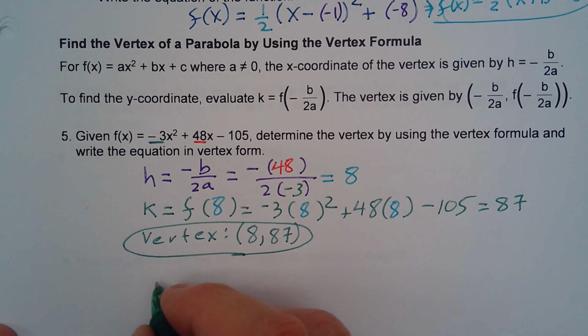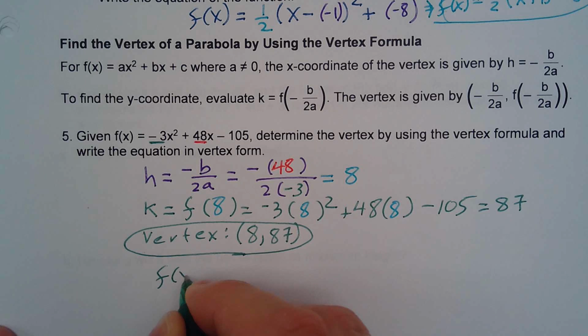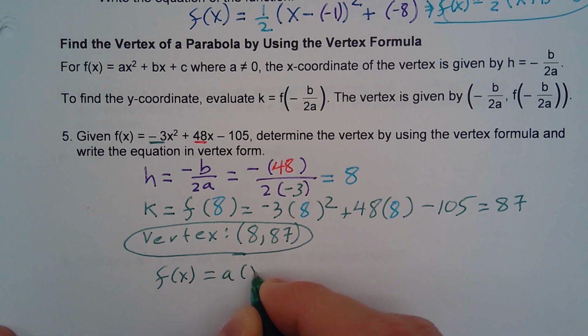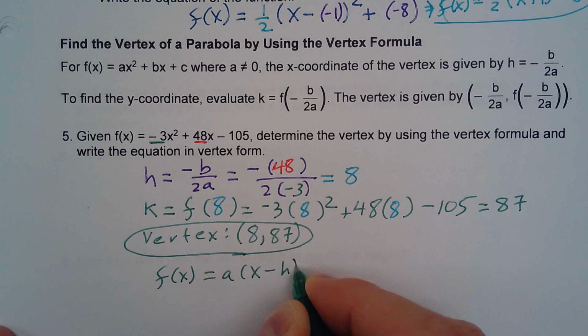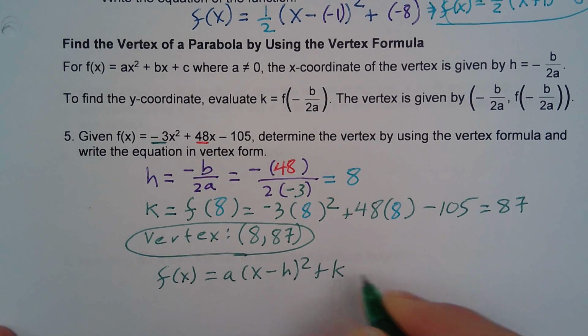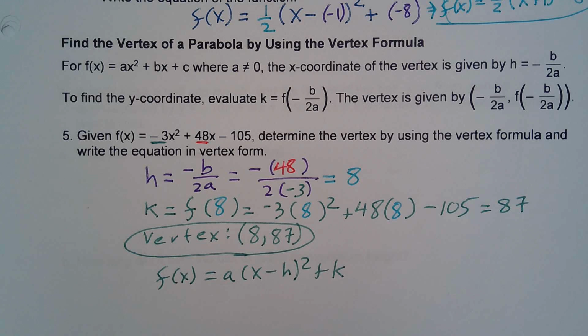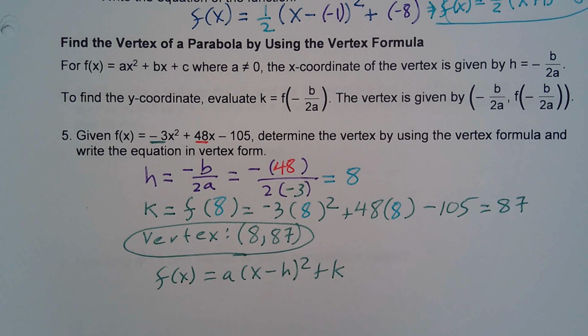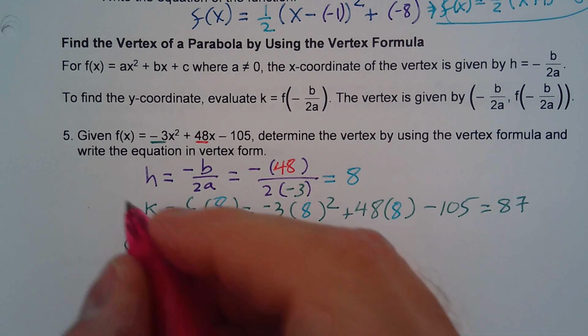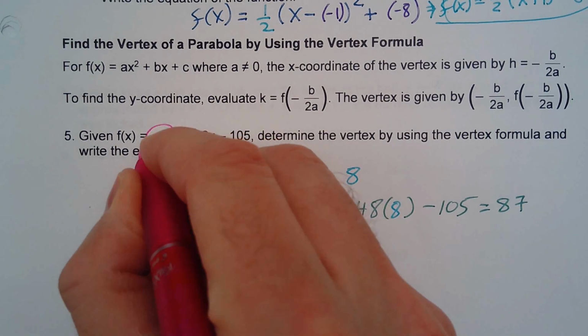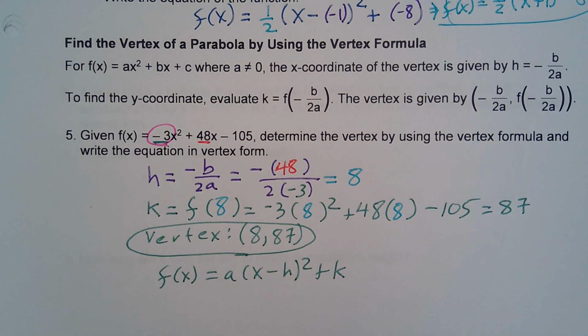Now they also asked us to write the equation in vertex form. Remember, vertex form is f of x equals a times (x minus h) squared plus k. Now remember what my a value is. Back up here, that's my a value. That's going to be the same a down here, so that's negative 3.